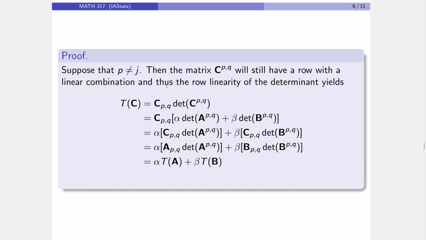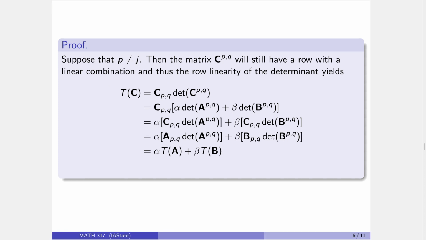Here we see that if the row is the one that is not deleted, then just row linearity carries across the determinant, and the multiplication by the entry is just there. So that's one part of the problem.